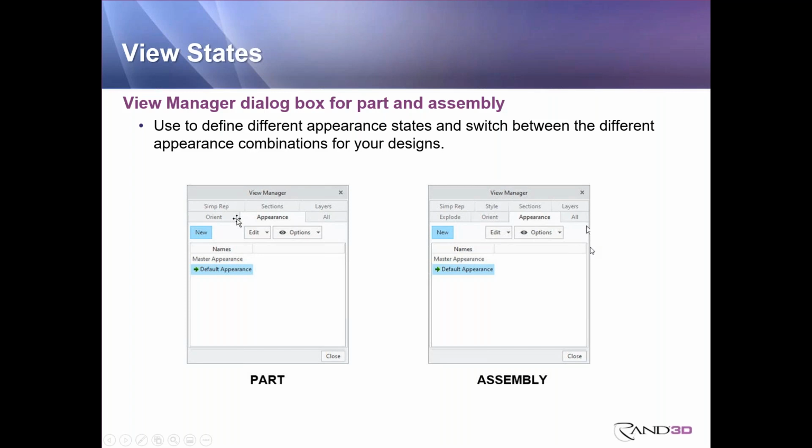And then what you see here on the right is a representation example of the View Manager of an assembly model. So when you're in assembly design mode, and you go to the View Manager tool, the assembly View Manager shows 8 tabs, as you can see over there. And you can see appearance is one of them. And it too, the appearance tab here in the assembly View Manager, has a master appearance and a default appearance.